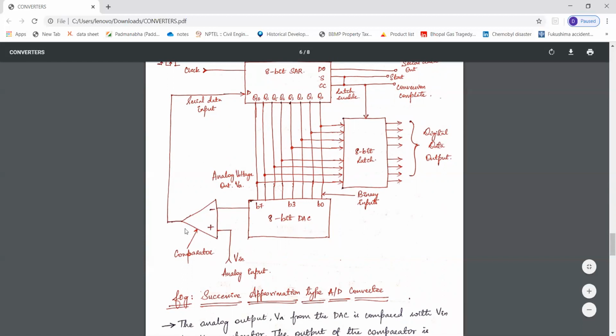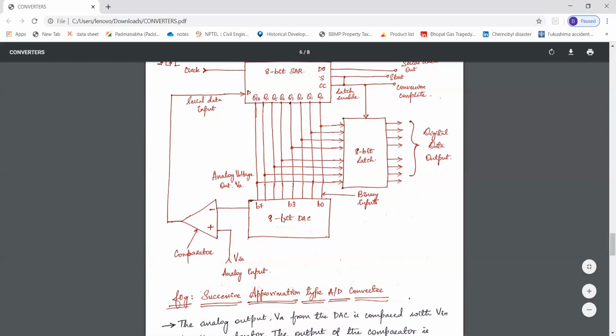Now, if the comparator output is low, the SAR will clear its MSB, that is Q7. If the comparator output is high, the SAR will keep the MSB Q7 at 1 itself. Understood? If it is high, it will remain as 1. If it is low, it will clear. So next, in the next clock cycle, the Q6 bit is set. So set meaning Q6 is high.